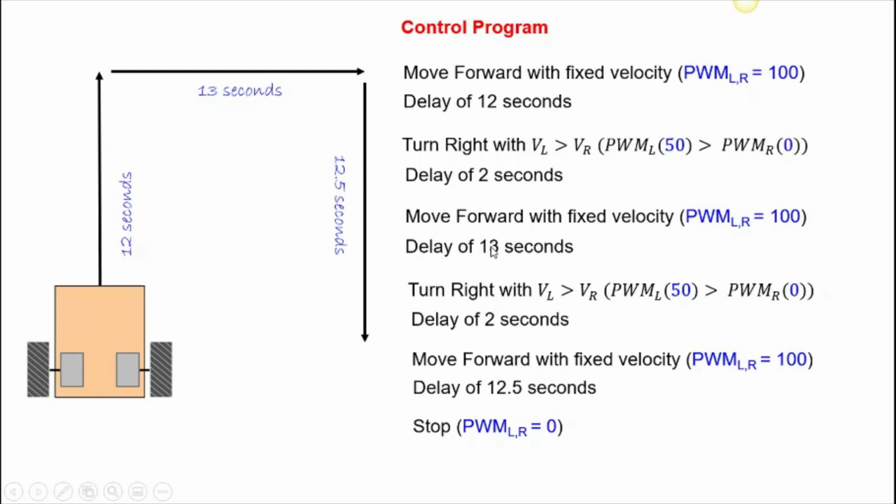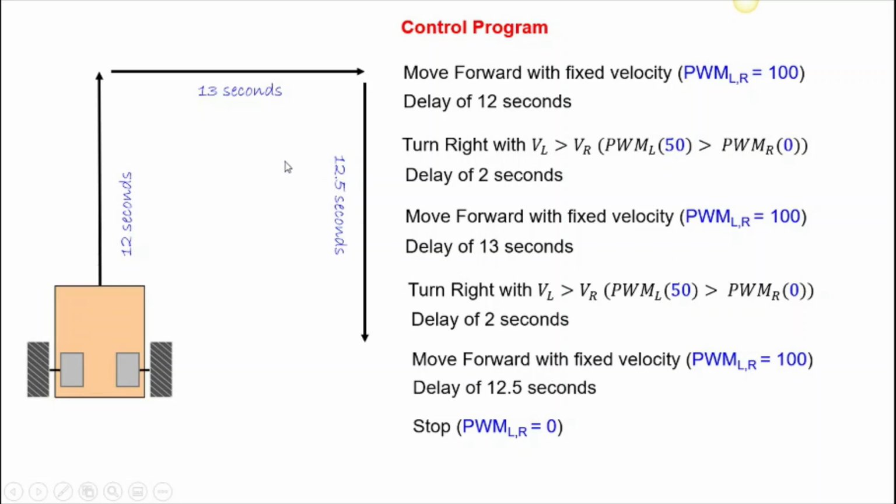And then when you have done your 13 seconds, you need to make another right turn. During that turn process, you need to delay for a few seconds, and then you need to move forward until 12.5 seconds has completed, and then you need to stop your mobile robot. To stop your mobile robot, you just give 0 values to both tires. Right, so this is the control program.